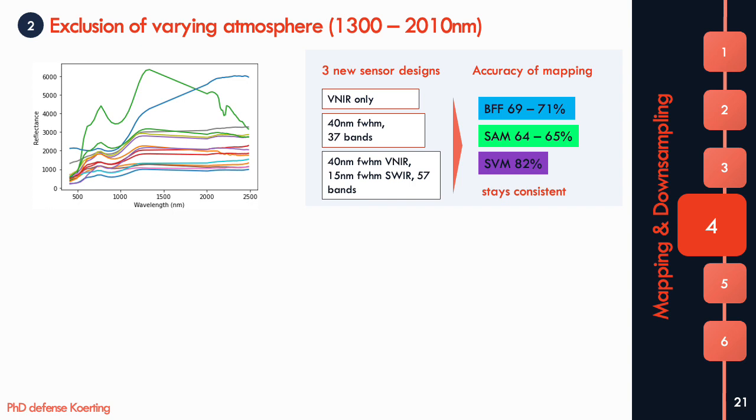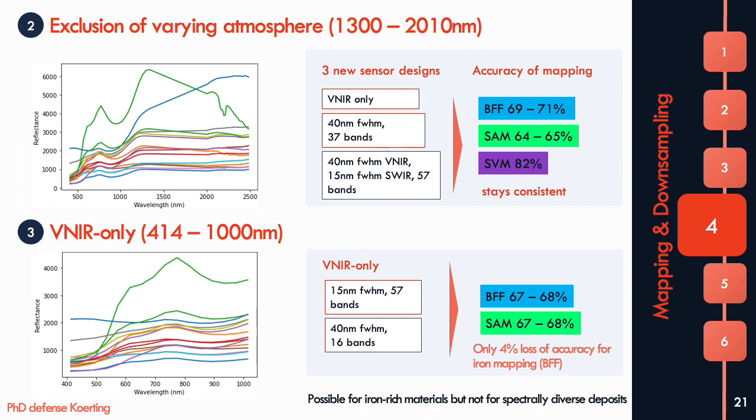So for my 2nd step, I excluded the varying atmosphere between 1,300 and 2,010 nanometers, and you can see this schematically on the graph on the left for my spectral library. And here the accuracy of mapping for BFF, SEM and SVM actually stays pretty consistent, which means that excluding the atmosphere does not have such a high influence on my mapping accuracies for these specific mapping approaches.